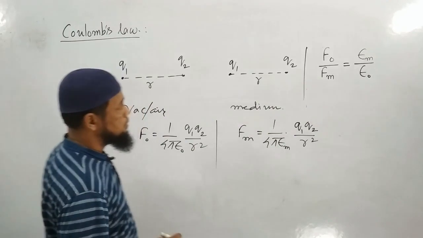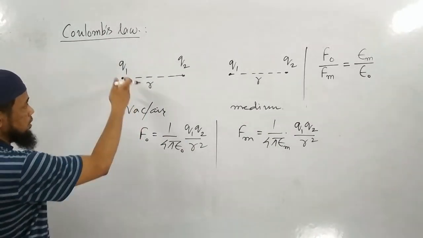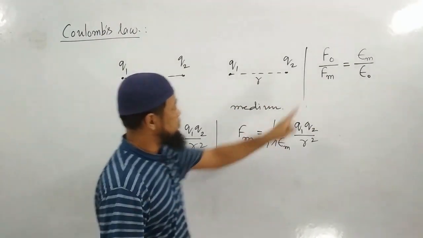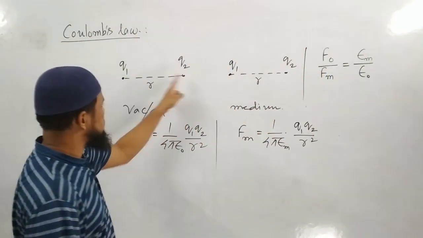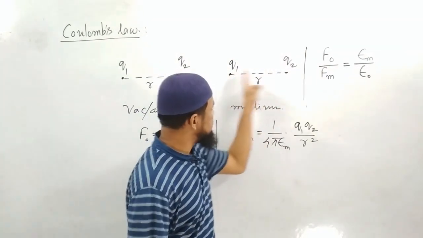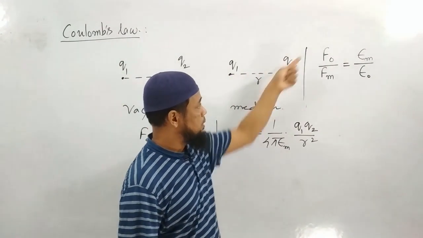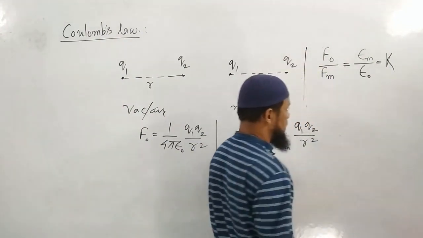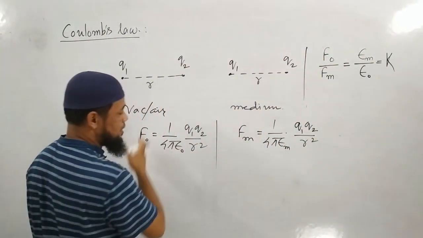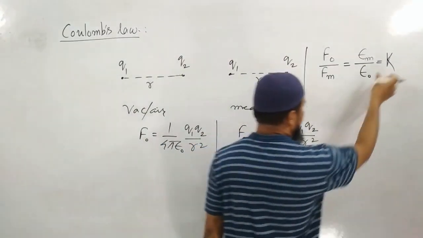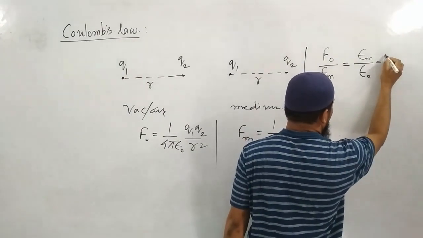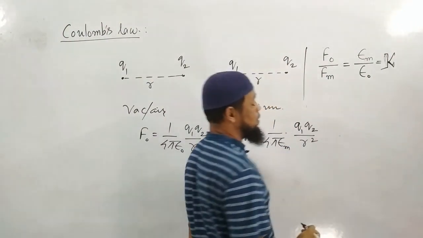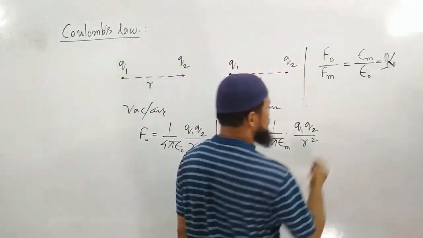I'm getting mixed up here. This is vacuum and this is medium. F naught is the force between the two charges in vacuum, and Fm is the force between the two charges in medium. Their ratio will be defined as K. We have used K elsewhere as well, but this particular K, let me call it stylish K, will be called the dielectric constant.